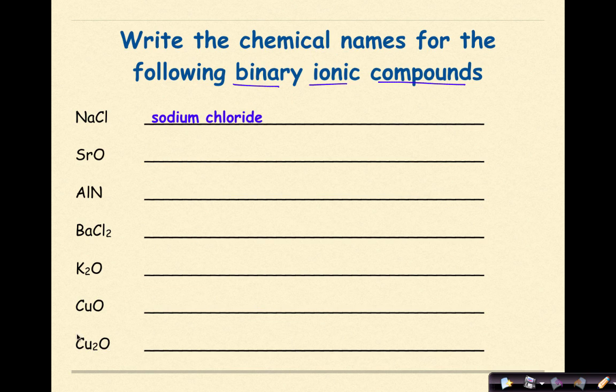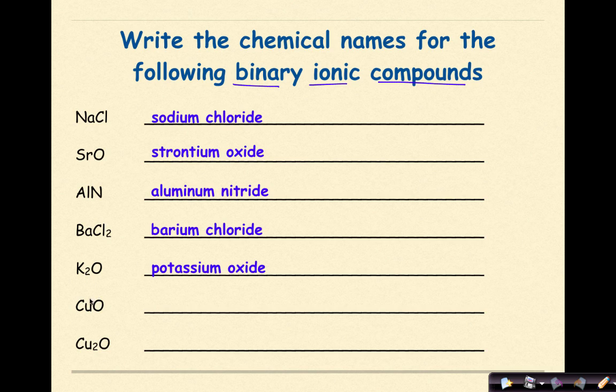Welcome back. Let's see how you did. So SrO, you should have written strontium oxide. AlN, you should have written aluminum nitride. BaCl2, you should have written barium chloride. K2O is potassium oxide. CuO is copper(II) oxide.